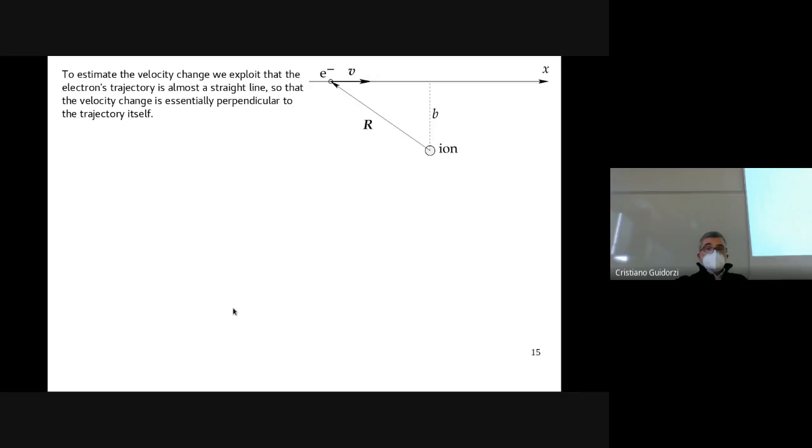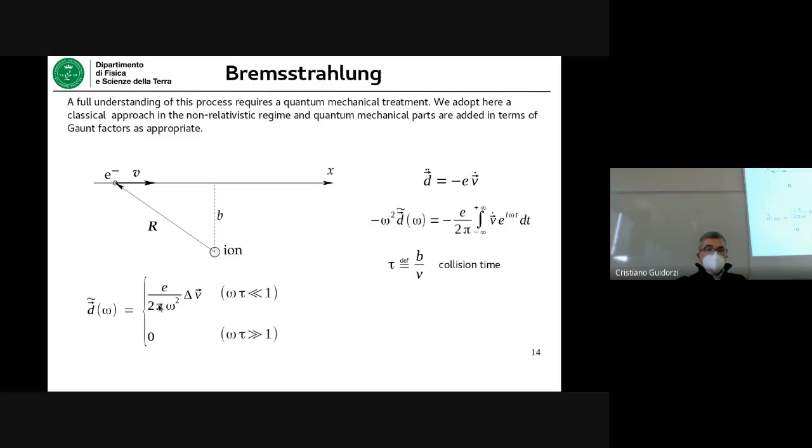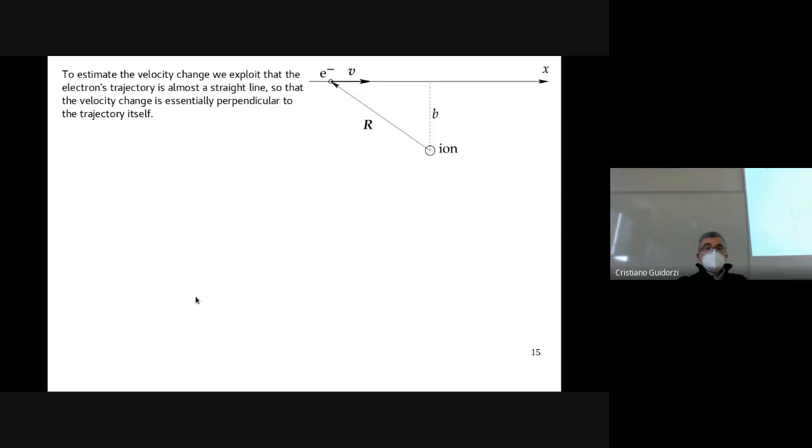Moving on, just looking at this formula, what we have to find now is just delta v. For obvious reasons, in this kind of approximation, when the deviation is small, delta v is something which is perpendicular to the straight line, because of symmetry, if you want.